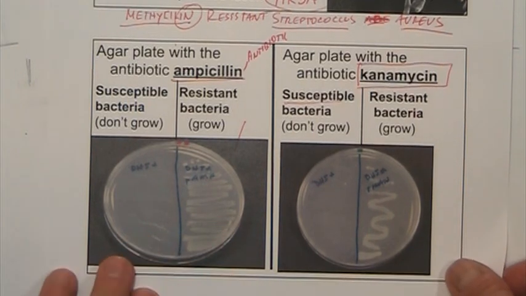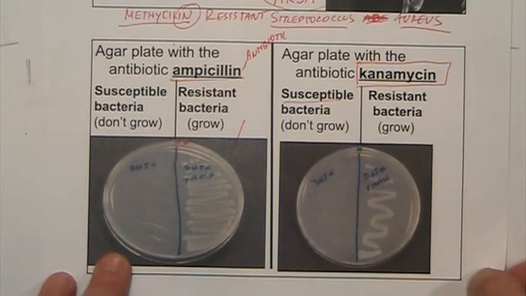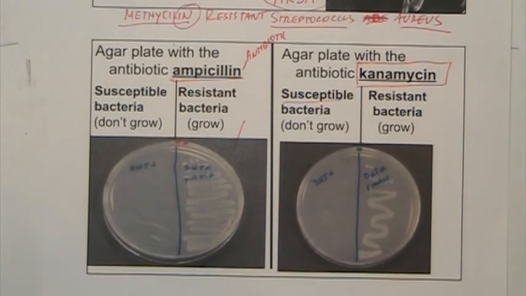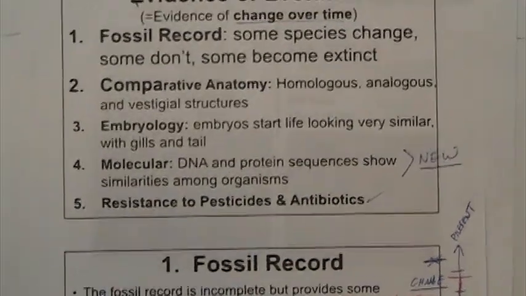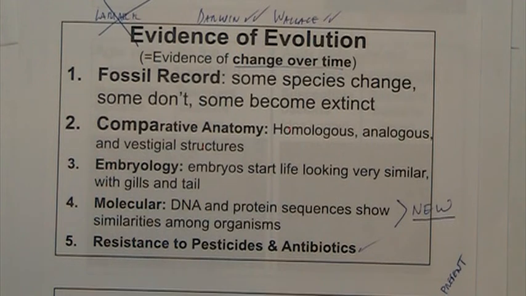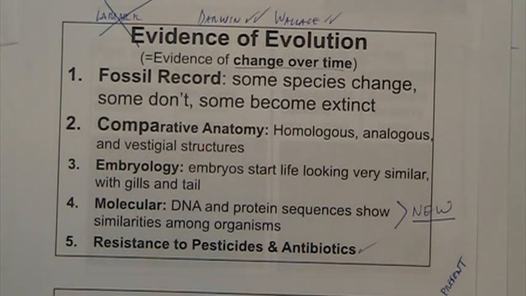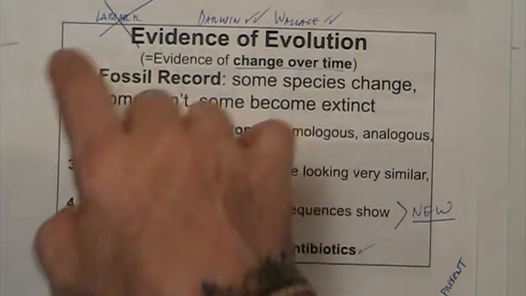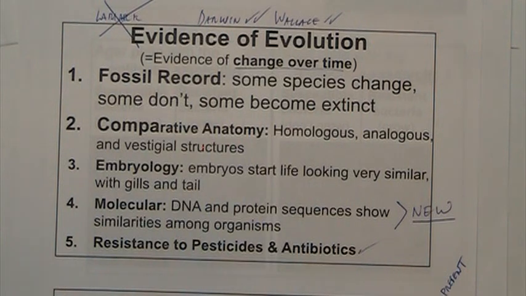And with that happy thought, I want to finish and just round up the ideas that, again, we have a lot of evidence that organisms change over time, and we have used 5 different things, and we finished up with pesticides and antibiotics, which are things that we are seeing in our lifetime without having to use things that existed long ago.